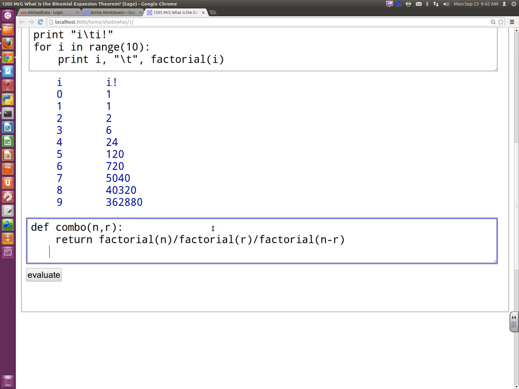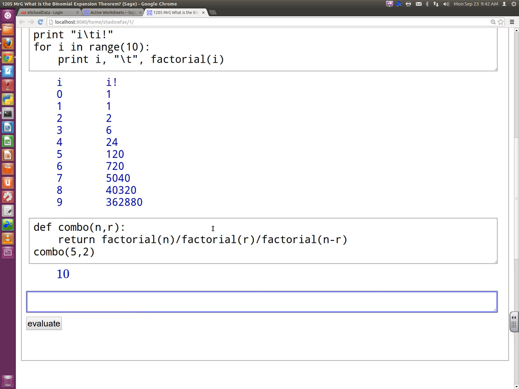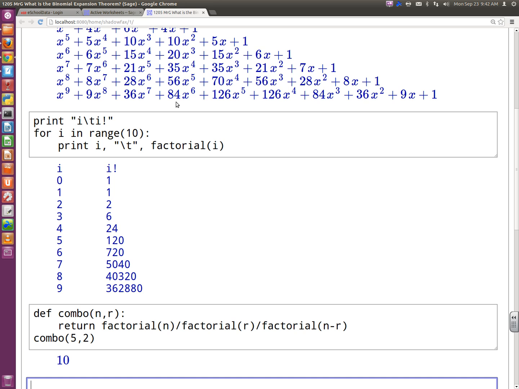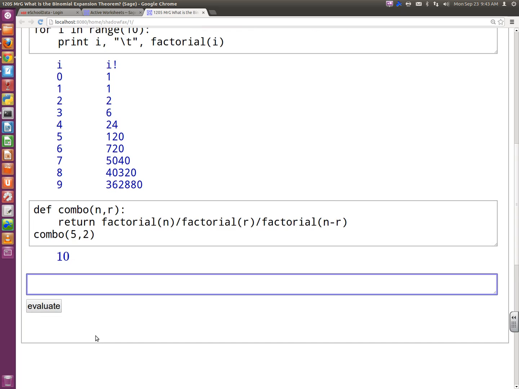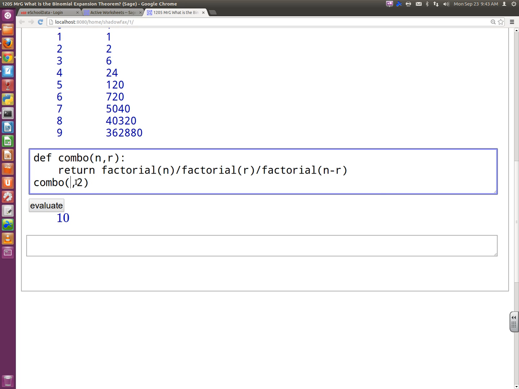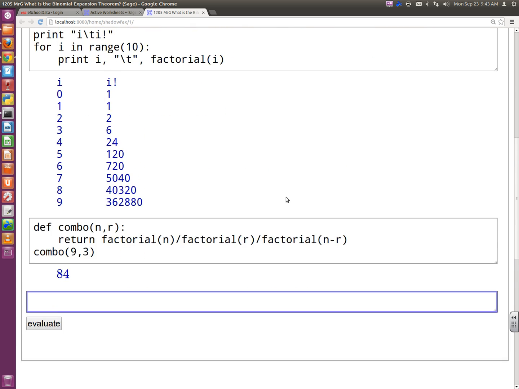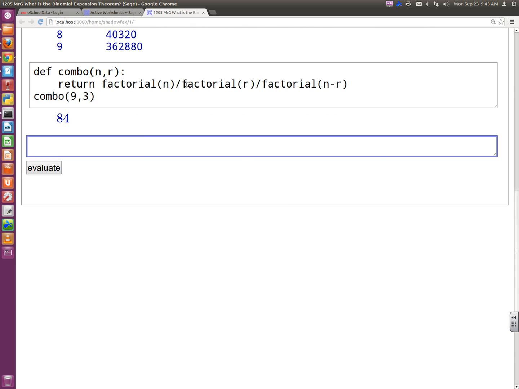Okay. Now let's see if this thing works. Didn't we do 5C2 was 10 a little while ago? Let's try that. What's the combo of 5, 2 should be 10? Amazing. All right. How about this one? Didn't we say this was 9C3? Let's put in 9 and 3, and we get 84. Didn't we have 84 up here? Right? Okay. Now, what's weird about this?